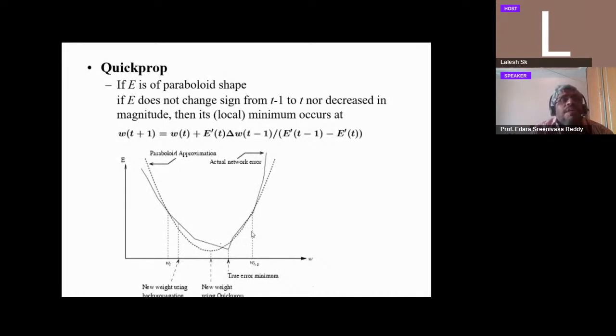And for quickprop, E is parabolic shaped. E does not change sign from t minus 1 to t. You observe here t minus 1. So W of t plus 1 is W of t into E dash of t into W of t minus 1 by E dash of t minus 1 minus E dash of t. This is parabolic approximation.